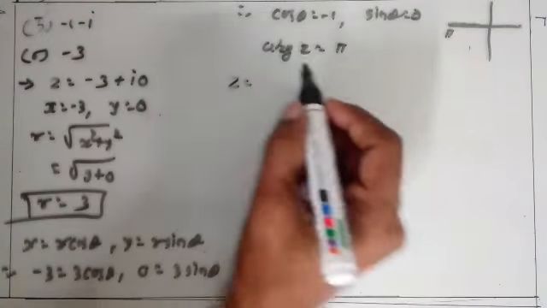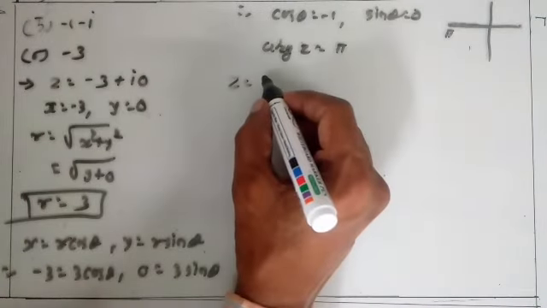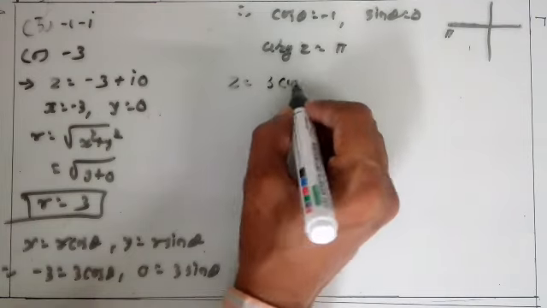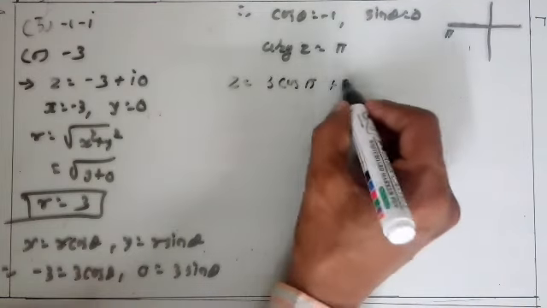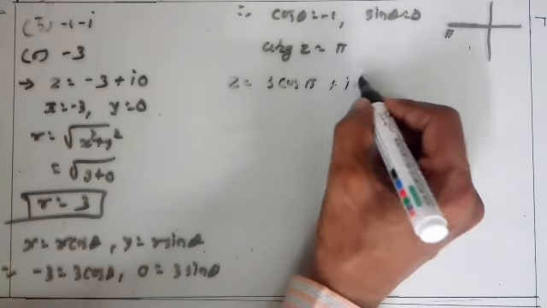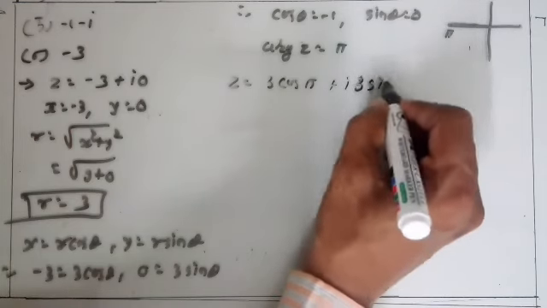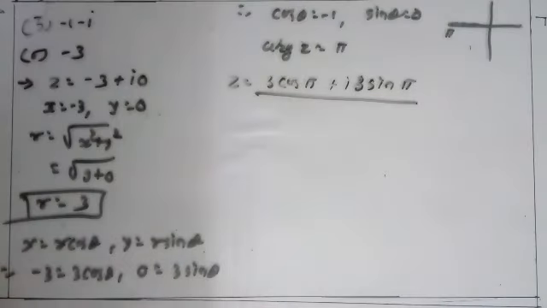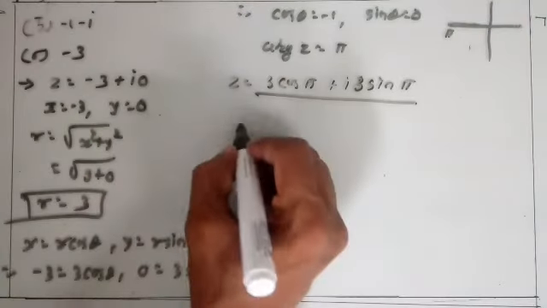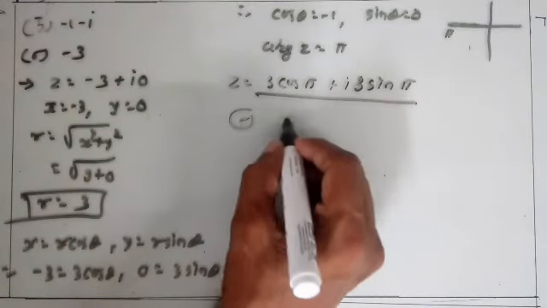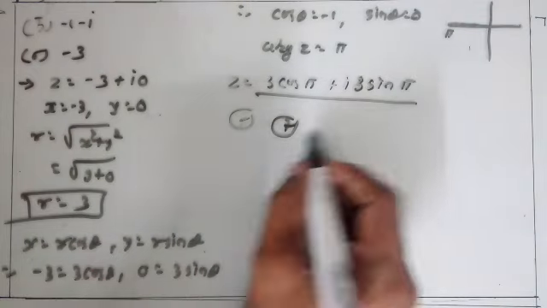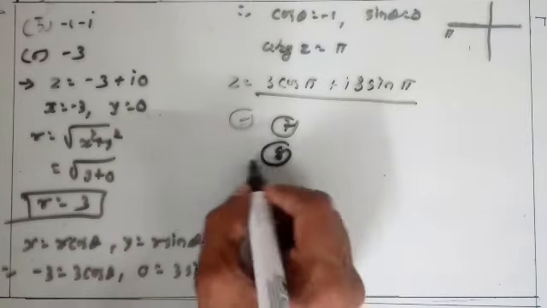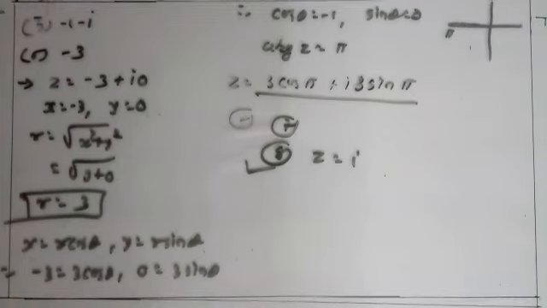Therefore z is equal to r cos theta, r is equal to 3, cos theta, theta is equal to pi, plus i, r is equal to 3, sin theta, theta is equal to pi. Clear? So this is the polar form of the given complex number. Clear? Similarly, applying the same method, solve question number 7 and question number 8 yourself. The remaining exercise we will solve in the next lecture. Okay.